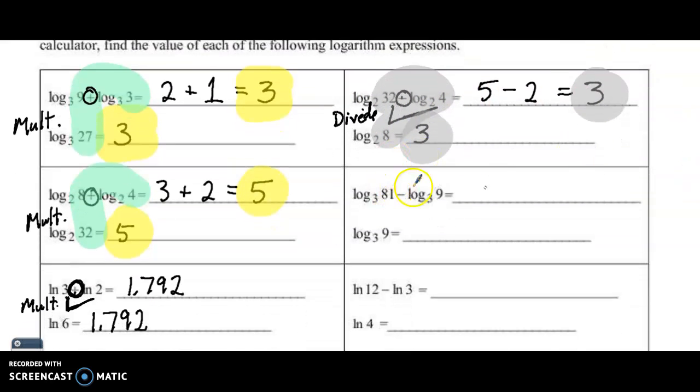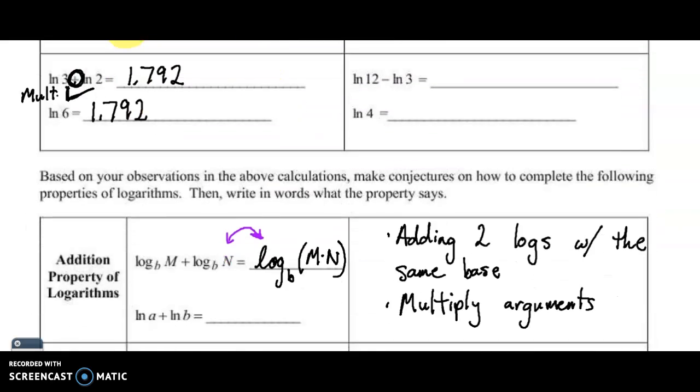Let's see if that's also true with the next one. 3 to the 4th power gives me 81. 3 squared gives me 9. If I'm subtracting those two numbers, I get an answer of 2, subtraction. Is it true that 3 to the 2nd power is 9? And what's happening between 81 and 9 to get 9? Your answer should be that we divide. So is that always true?